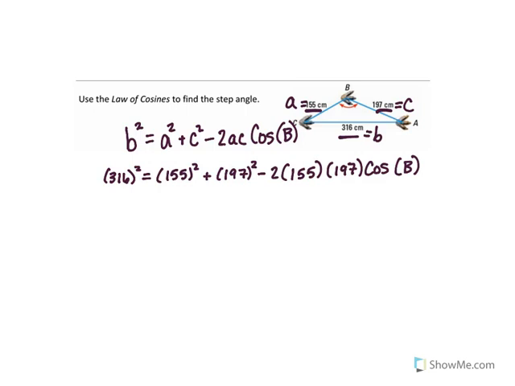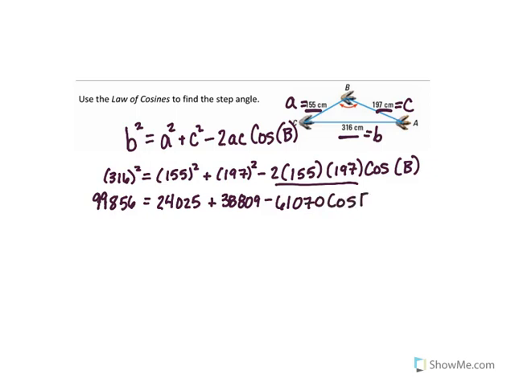Now, I'm going to put these in my calculator individually so that I can solve this. 316 squared is 99,856. Then we've got 24,025 plus 38,809 minus, and then if I multiply these 3 things together, I get 61,070, and then we still have the cosine of B.